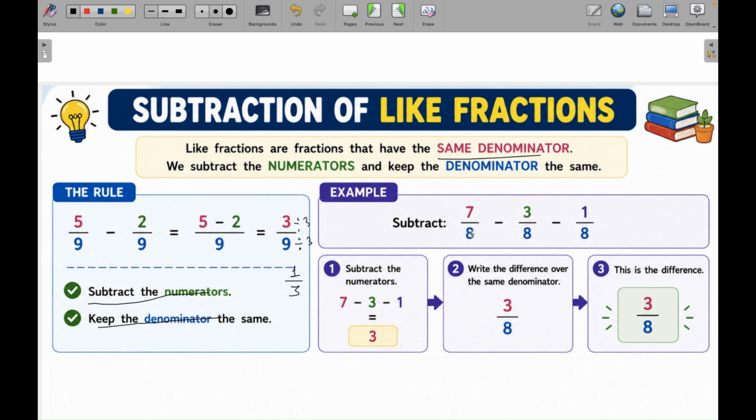Another question: we have 7 by 8 minus 3 by 8 minus 1 by 8. Again, all three of them are like fractions, so we can simply subtract them. We write 7 minus 3 minus 1. So 7 minus 3 is 4, 4 minus 1 is 3. So 3 is the numerator, and we write the denominator the same. So 3 by 8 is the answer. There's no common factor and it is also a proper fraction, so there's no need to do any further processing here.